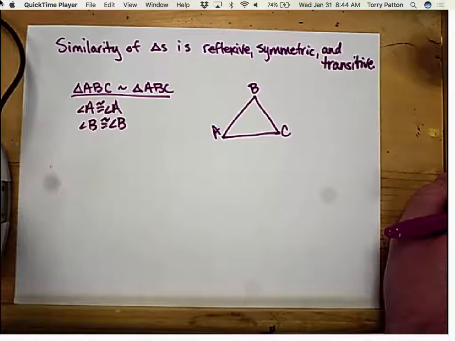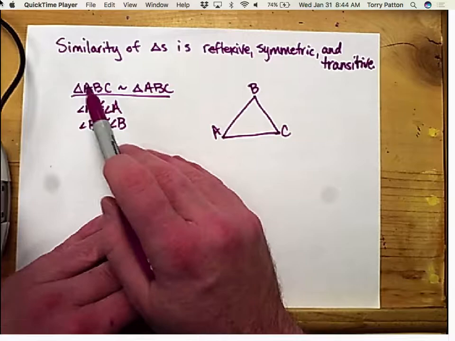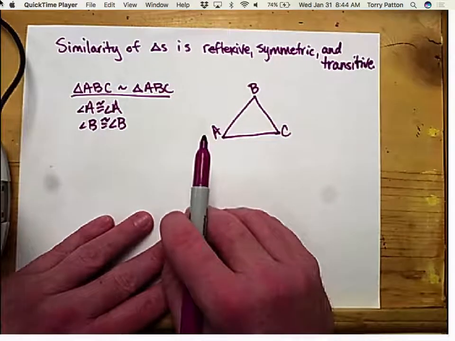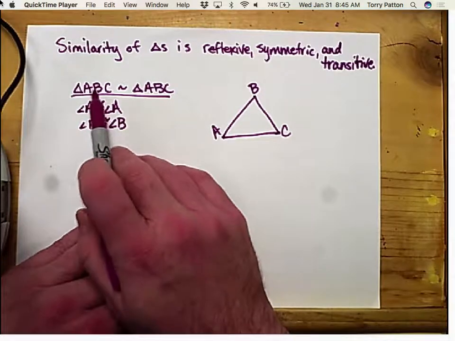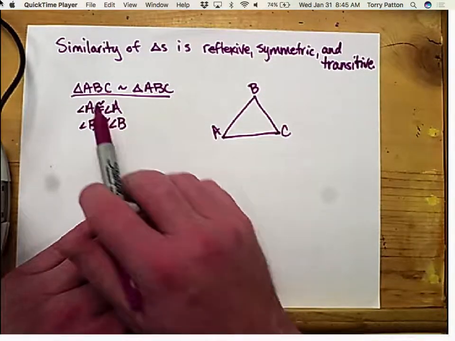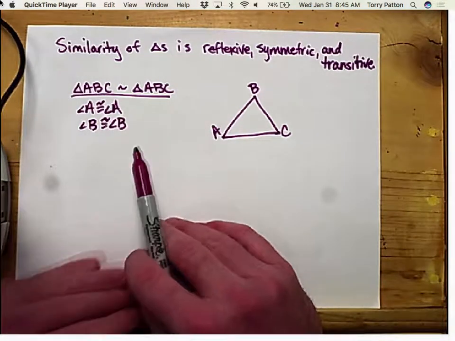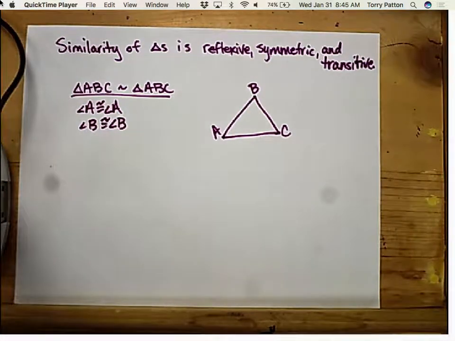Now you could have done any of them. You could do side-side-side similarity, because what is the ratio of AB to AB? 1. So AB over AB is 1. What's the ratio of BC over BC? 1. AC over AC? 1. So all three sides are in the same proportion, so by side-side-side similarity. Okay, so you could have done either way.